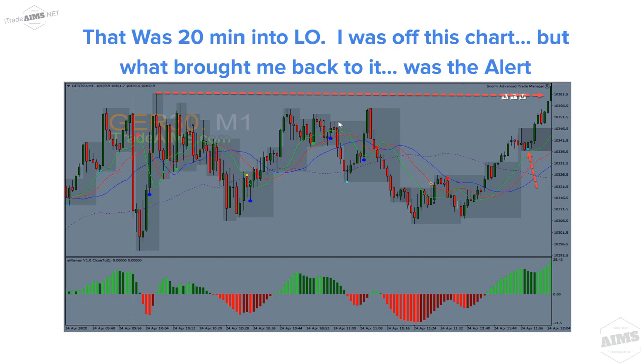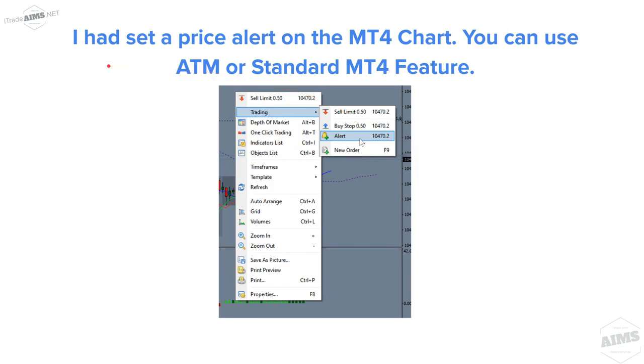So that was 20 minutes into London Open, around here. I was off the chart, and was brought back. But what brought me back to it was the alert, the alert that I'd set up here. So I had a price alert on the MT4 chart. If you have the ATM, you can use the inbuilt beautiful feature that you can set. There's a line. Or you can use the standard MT4 feature.